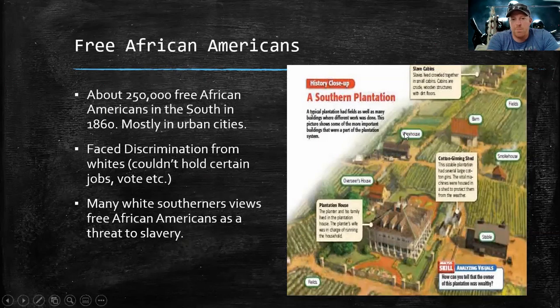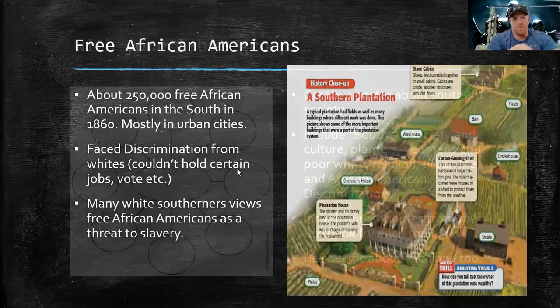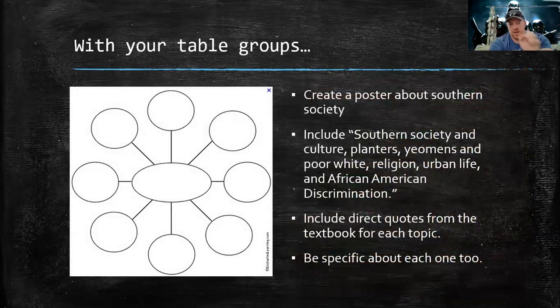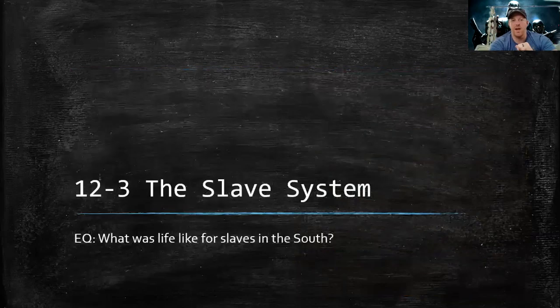All right, and you have a map here that shows how this would work, right? The plantation owner's house, the overseer's house, the smokehouse, the stables, the fields, okay, and slave cabins located farther down the road from the actual main plantation. So if we were in class, we would be doing this activity, but we're not.